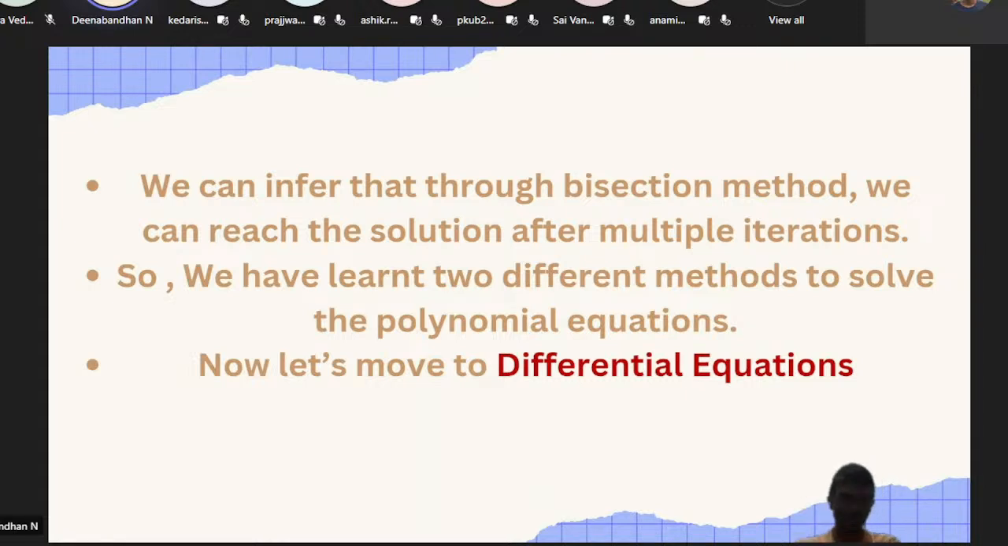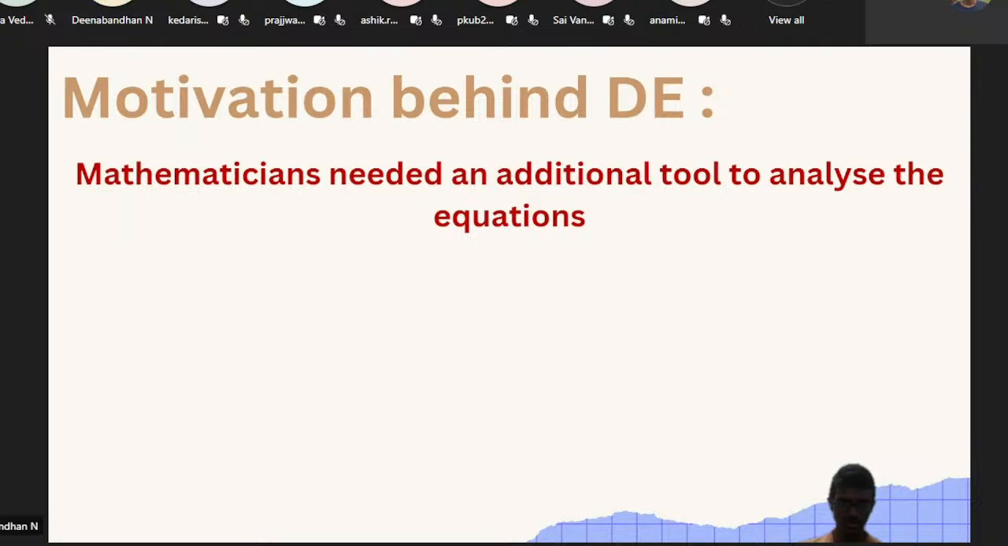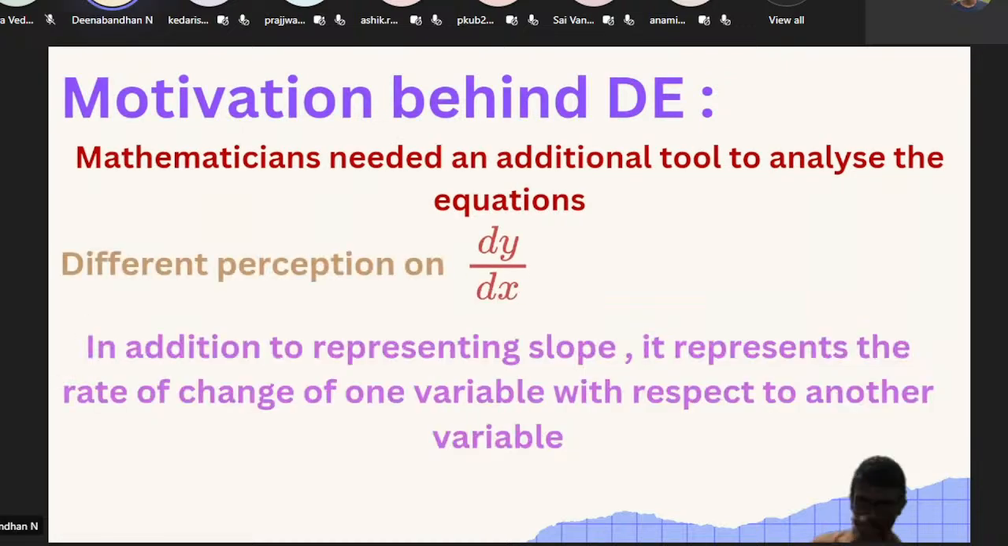Now let's move to something called differential equations. Why was the differential equation needed when polynomials were there? Mathematicians wanted some additional tool. Polynomials were sufficient, but there were some drawbacks with polynomials, which we will be seeing. First, let's see something called a different perception about dy by dx.